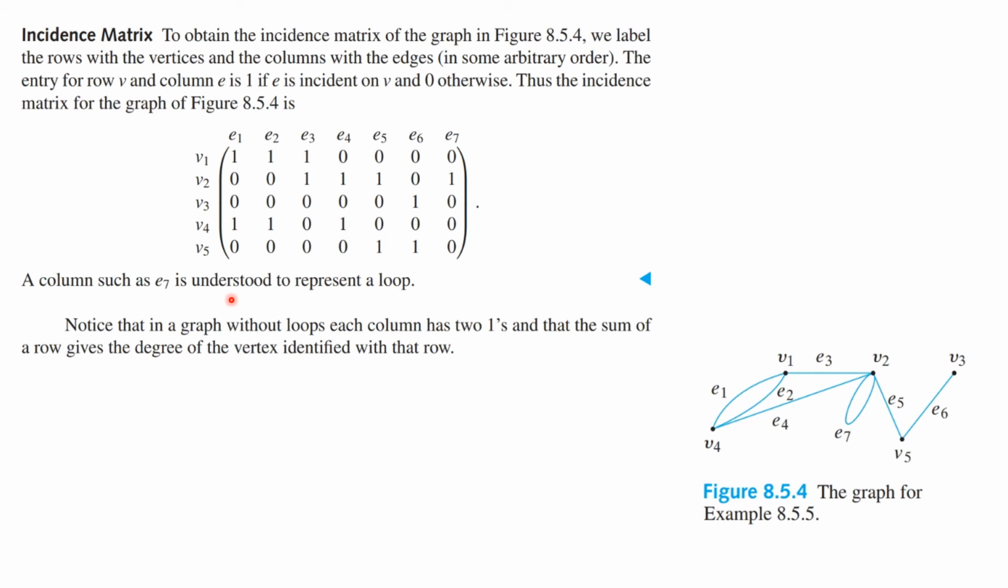A column such as E7 is understood to represent a loop. And so if you look at E7, you see E7 is indeed a loop that happens at V2. Notice that in a graph without loops, each column in an incidence matrix has two ones, and that the sum of a row gives the degree of the vertex identified with that row.